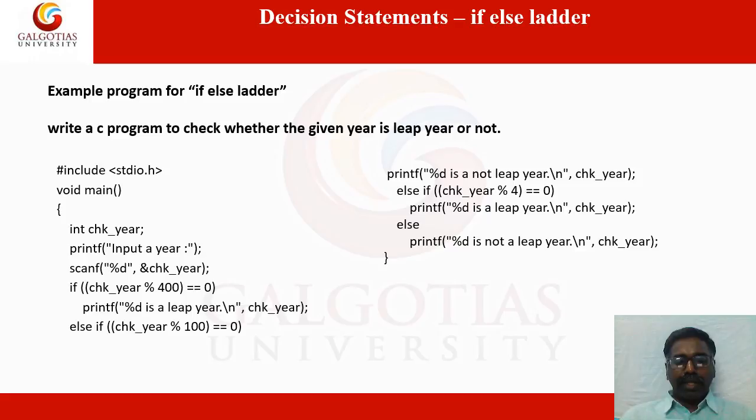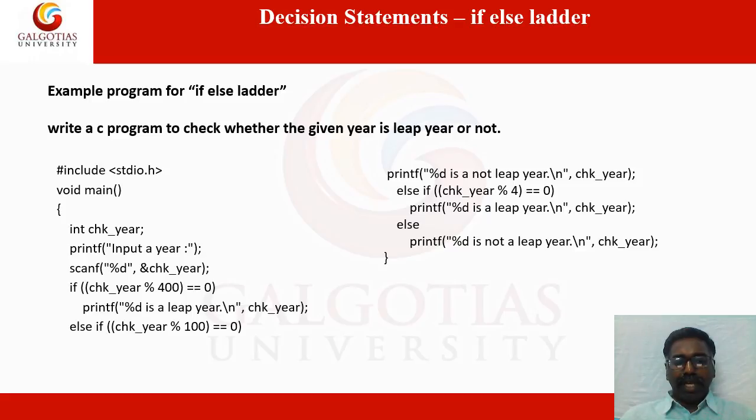The next condition is that it should not be a century year, so we have to check the year modulo division by 100. If it is equal to 0, then it is not a leap year. Elif, the variable is modulo divided by 4. If the remainder is equal to 0, then it is a leap year.